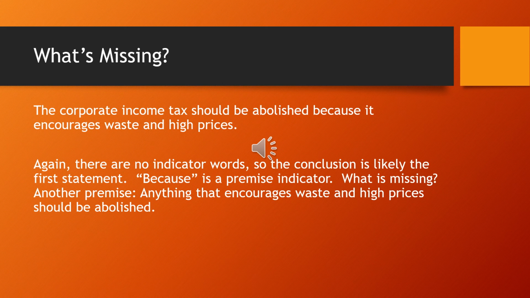So we have a conclusion and we have a premise. So therefore we know that what we're missing here is another premise. Something along the lines of: anything that encourages waste and high prices should be abolished. Now let's put the whole thing together. Anything that encourages waste and high prices should be abolished. The corporate income tax encourages waste and high prices, therefore the corporate income tax should be abolished.